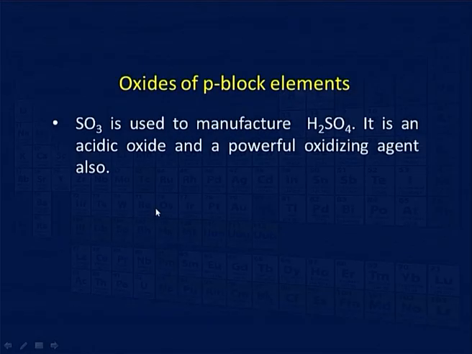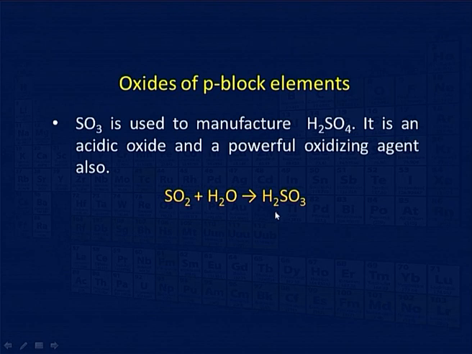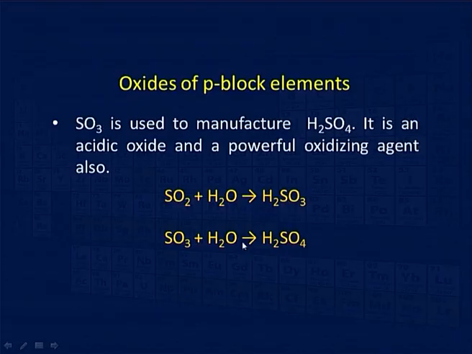Such behavior of sulfur dioxide, the oxide of sulfur, has been revealed. The next oxide of sulfur is sulfur trioxide, which is used to manufacture sulphuric acid. It is an acidic oxide and a powerful oxidizing agent also. This is the reaction of sulfur dioxide to form sulfurous acid and sulfur trioxide to form sulphuric acid.